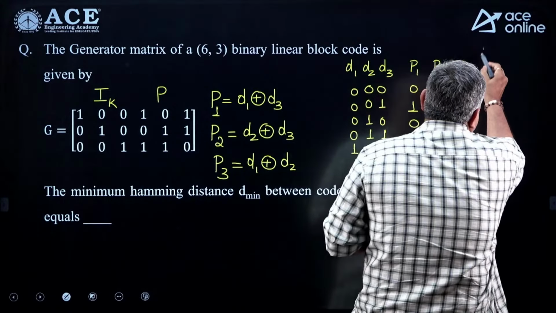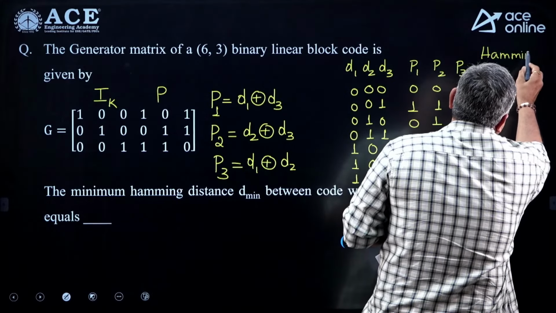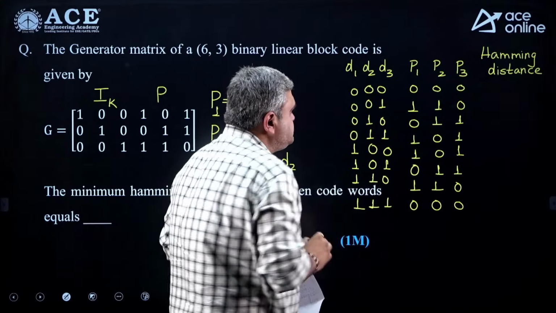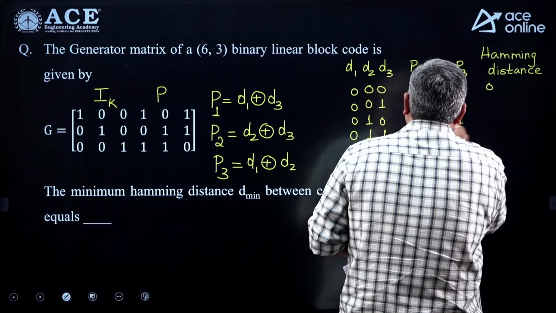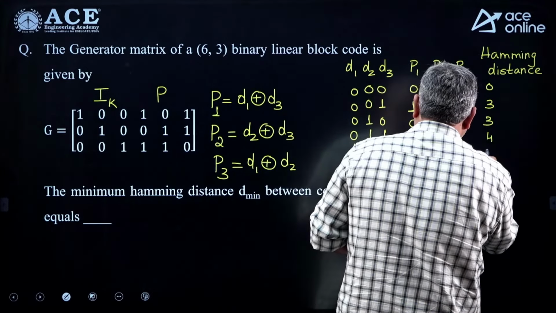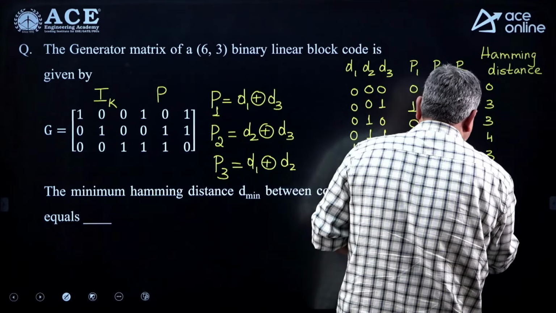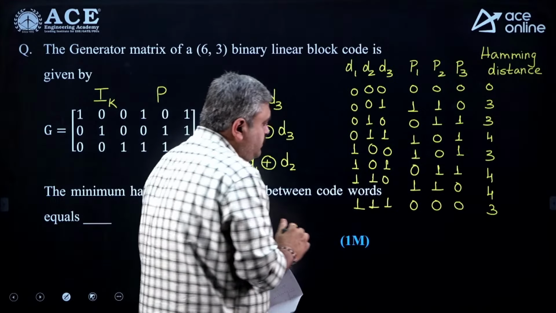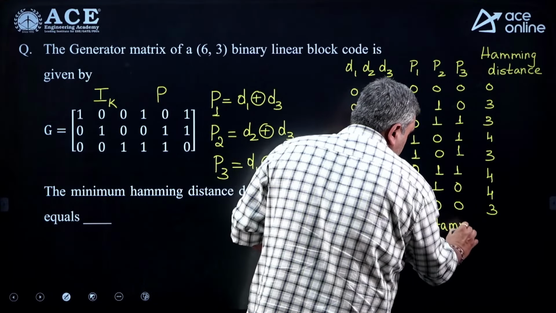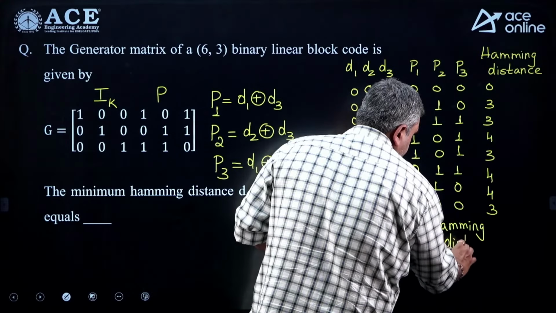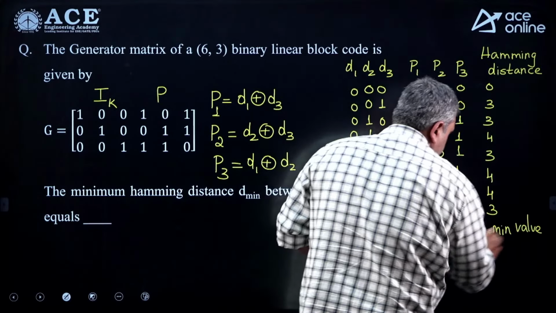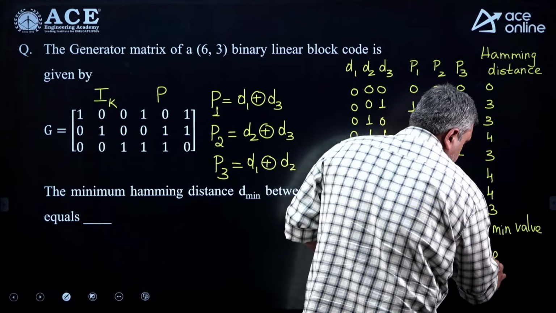Now, you simply calculate the Hamming distance. What is Hamming distance? It indicates the number of ones in a given code word. These are my 8 code words. How many ones do I have? In the first code word it is 0, then 3, then 3 again, then 4, then 3, then 4, then 4 again, and the last is 3. Clear? Now, what is your D minimum? D minimum is nothing but the minimum Hamming distance except for the all-zero code word. That is the definition of D minimum.